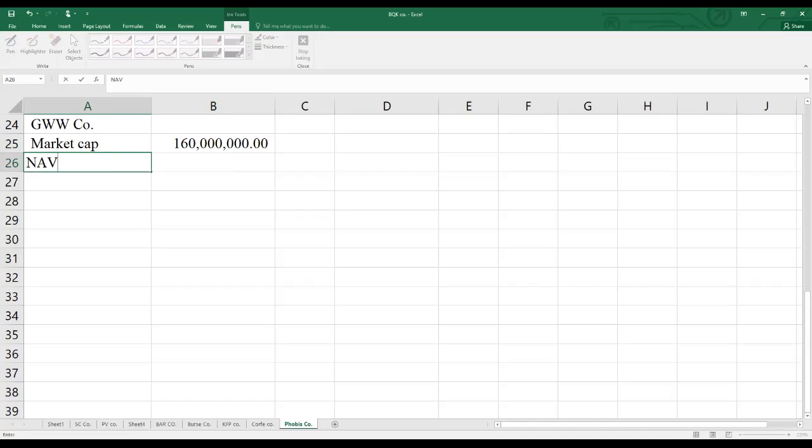NAV using the liquidation basis is total assets. We've been told that from the sale of the company's fixed and current assets, they can only get 86 million. Therefore, 86 million. This value is in millions.